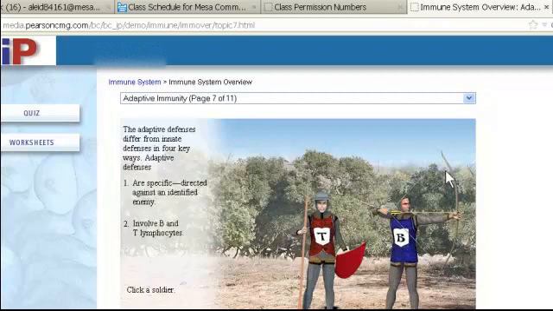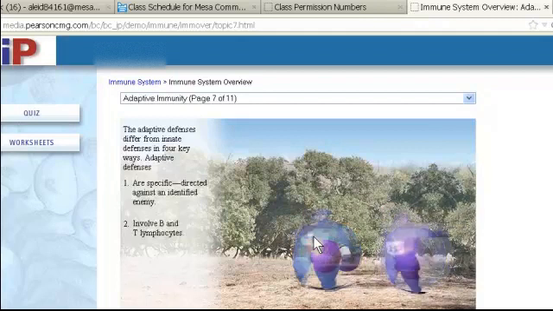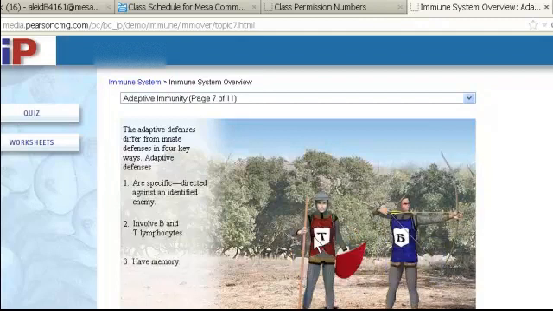Okay? So again, T and B lymphocytes are involved in our adaptive immune system. They have different ways of protecting us, which is very important. And there's also another aspect that's quite important. So not only do they act specifically against our particular pathogens, but they have memory.